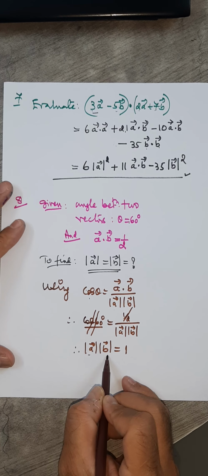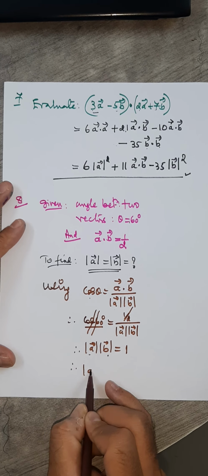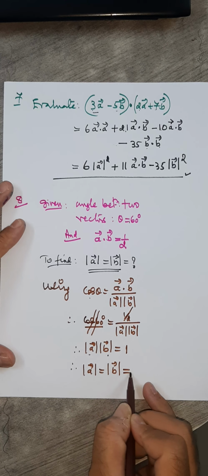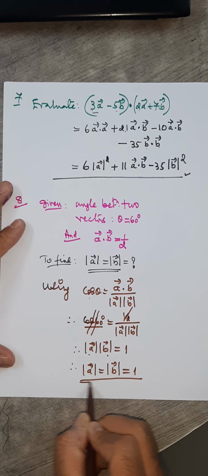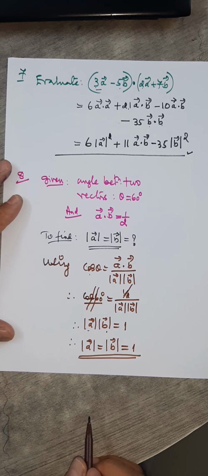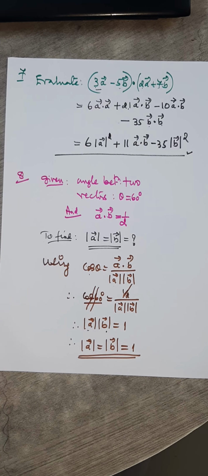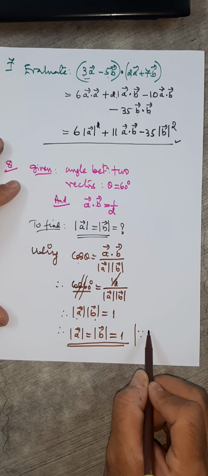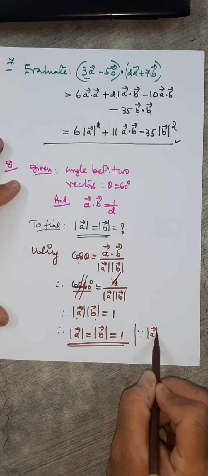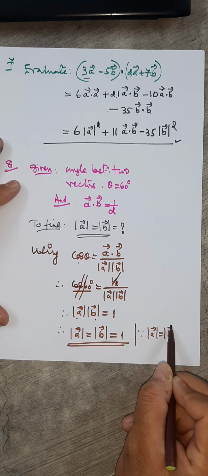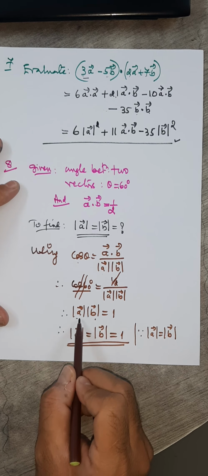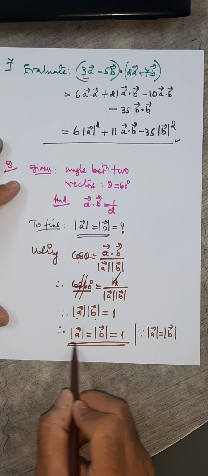But these two are equal, that's given in the question. So this one equals this, and both of them have to be 1. Both must be 1 because both are equal. If you want, you can write here that this is given in the question itself, they are equal. Their product is 1, both are equal, so both of them must be 1.